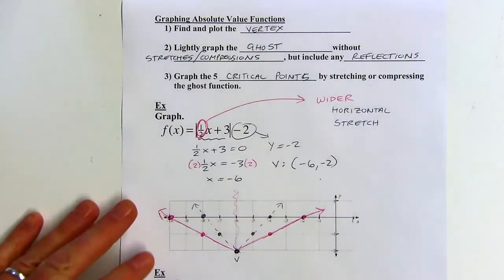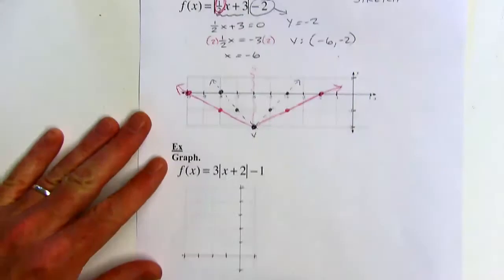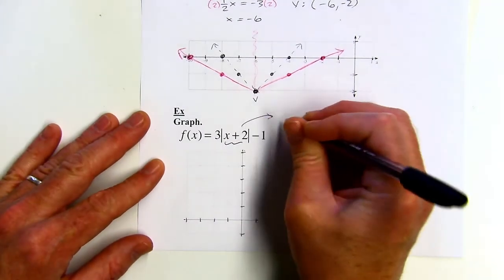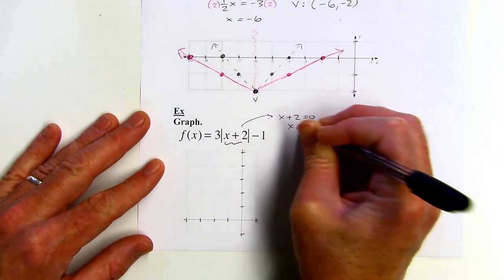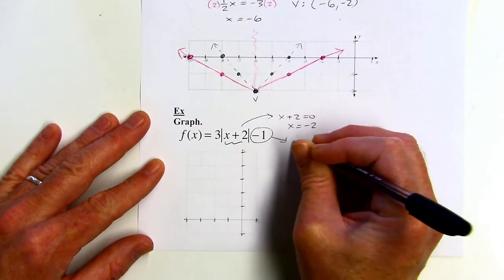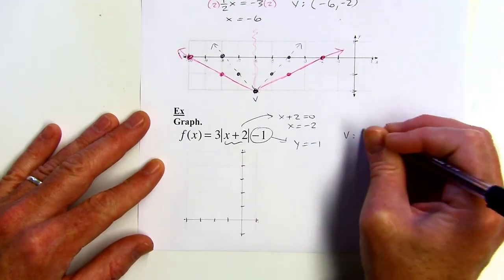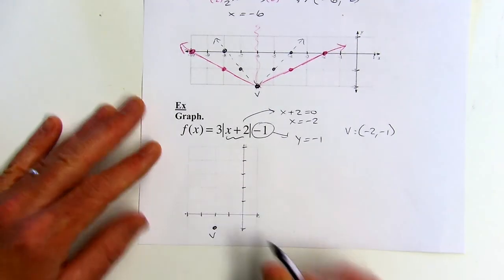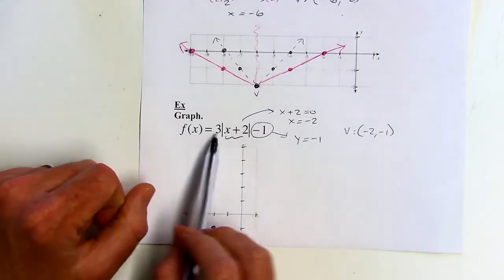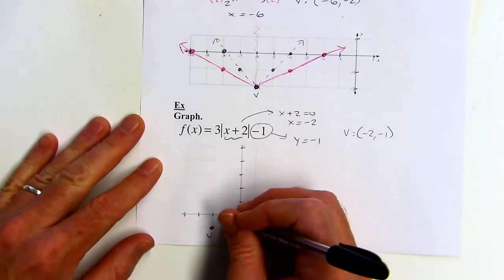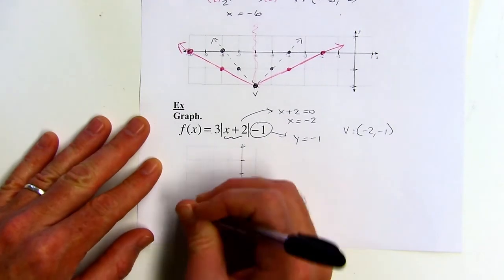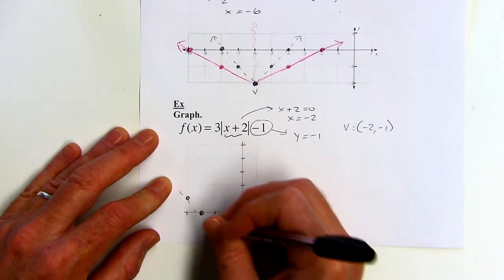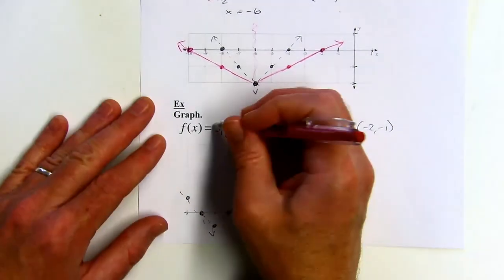Okay, all right, let's try another. So here we've got the vertex. Well, x plus 2 equals 0, so x equals -2, and then there's my y. So the vertex would be -2, -1. -2, -1, there it is. This one's going to open upwards because it doesn't have a negative out here, right? So then here are my ghost points. Okay, and that's what it would look like with no stretch or compression. Whoops. And then I want to deal with the 3.